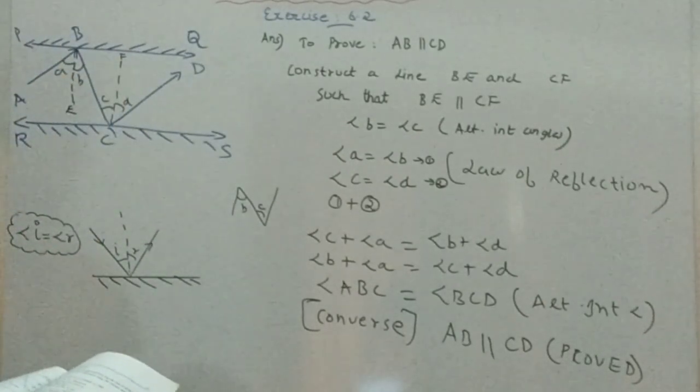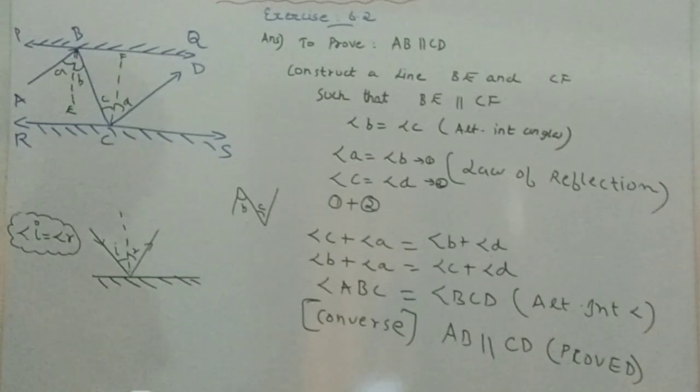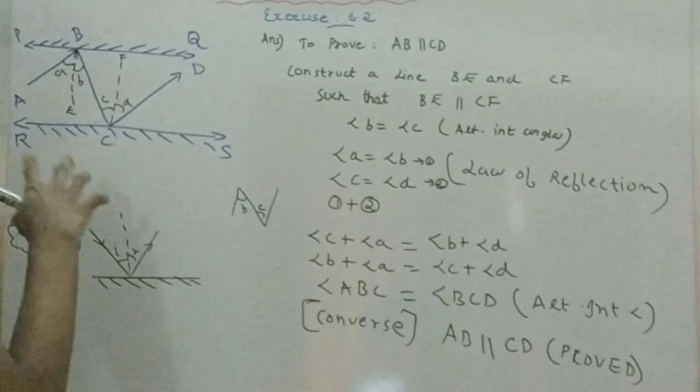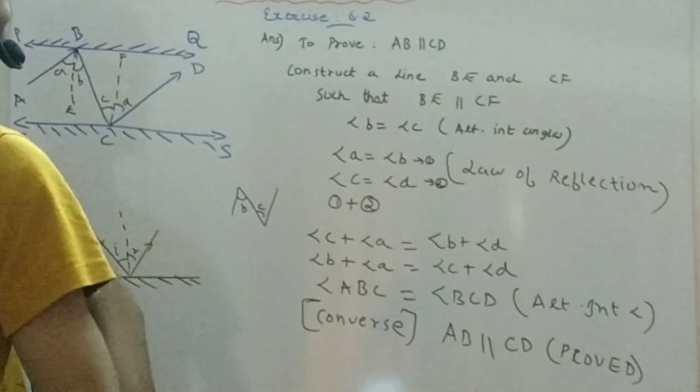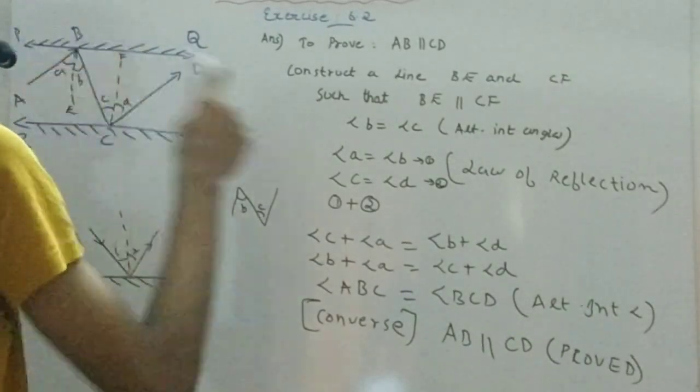The reflected ray moves along the path BC and strikes the mirror RS at C and again reflects back along CD. We need to prove that AB is parallel to CD. Here we have to apply a little concept of physics also. So let's see. First of all, in order to do this question, we have to make a construction.